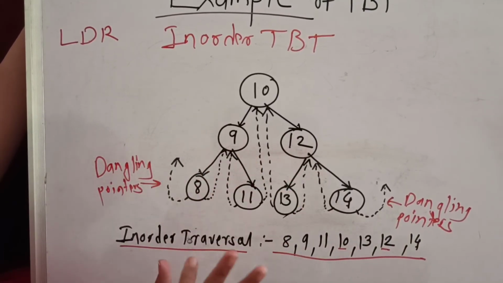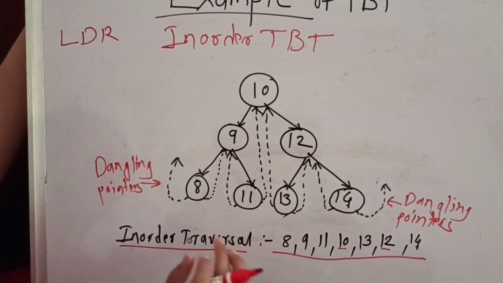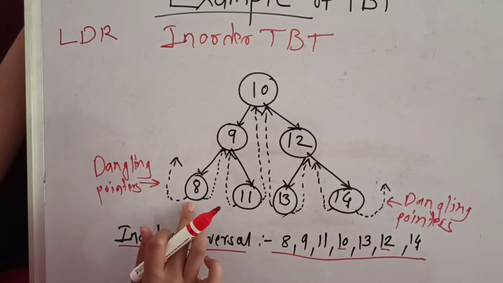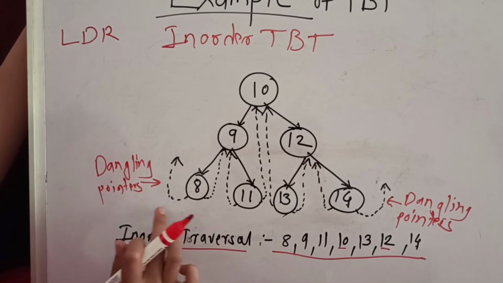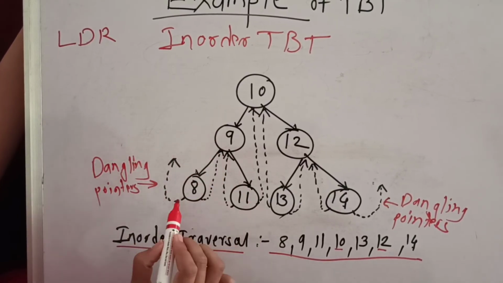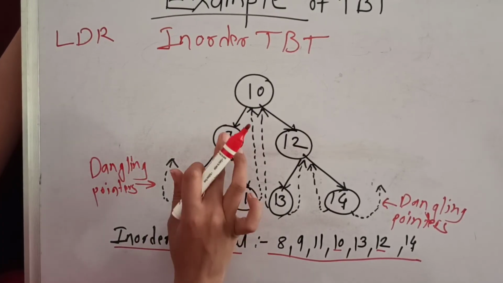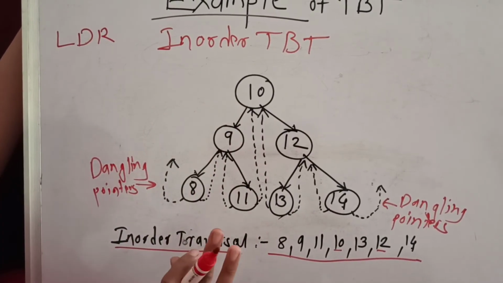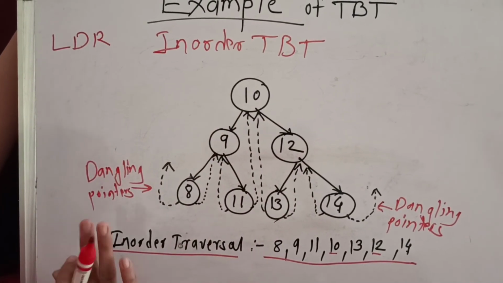So in this way we have to set the thread. That means, if you understood, wherever the null values are present, that means in the linked list representation of a tree, if that node is not going to contain any left and right child, then we have to set the threads this way. Left thread we have to set to the in order predecessor element, and right thread we have to set to the in order successor element. So this is the example of how to set the threads in the TBT.